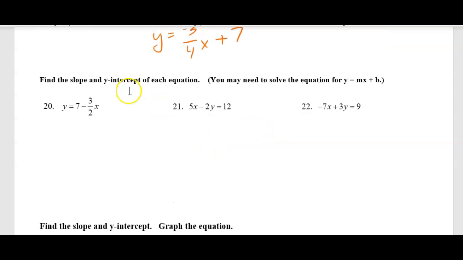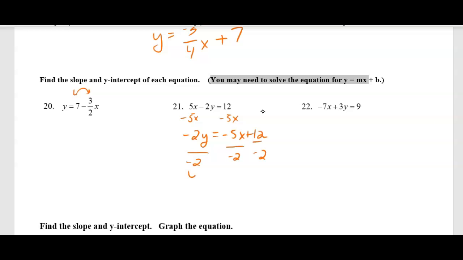Need some work here. Find the slope and the y-intercept. It says right here, you may need to solve the equation. This one here is in the wrong order, so you need to switch the order. This one here, I subtract 5x from both sides. So again, we are showing our work. -2y equals -5x plus 12, divided by -2. And these are going to cancel because I have 2 negatives. 5 halves x, and I have -6.